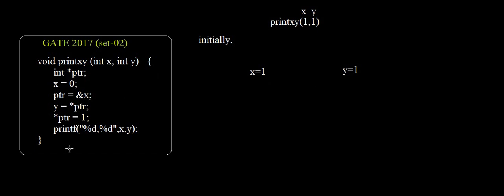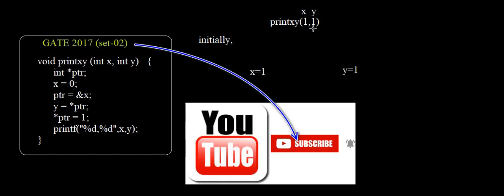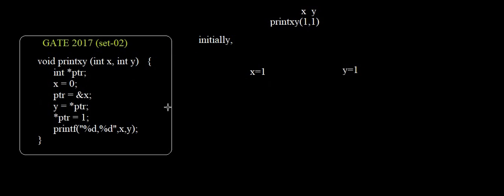What is the output of the following code if printf x, y has been invoked in this function? Now if you place printf x, y here, you will find that the x value is 1 and the y value is 1. Okay, I've written it, x equals 1 and y equals 1. Come to the next statement: *ptr is a pointer to an integer. Let me declare it.